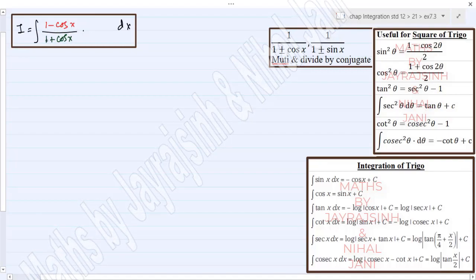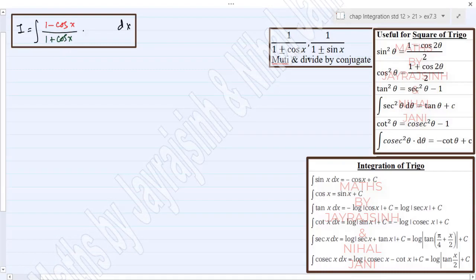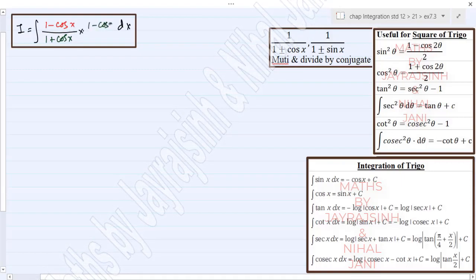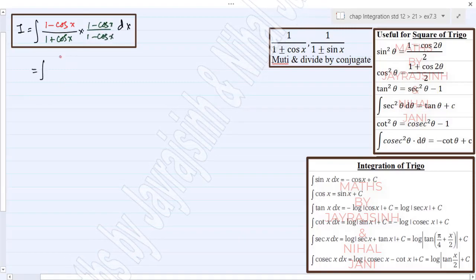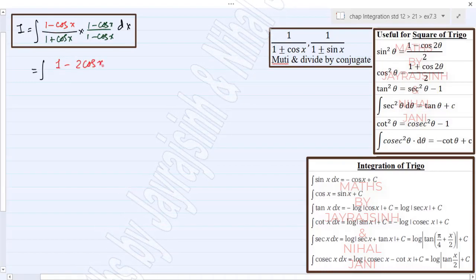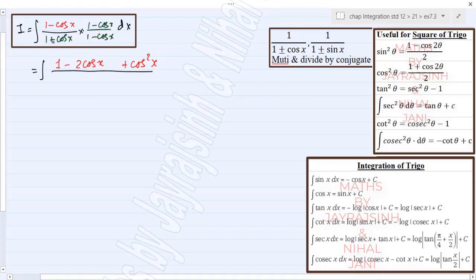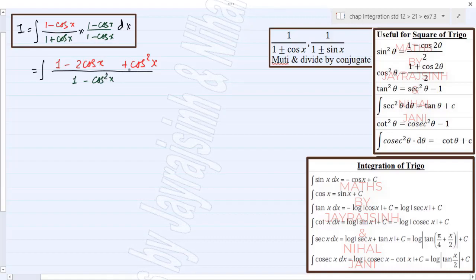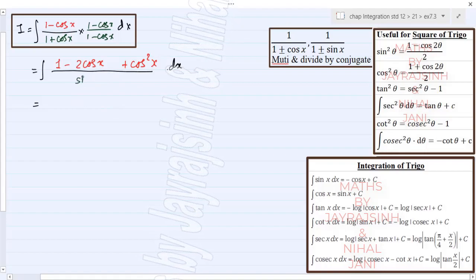Here we have to integrate 1 minus cos x upon 1 plus cos x. We have 1 plus cos x in denominator. So let's multiply and divide by its conjugate. So we'll get 1 minus cos x upon 1 minus cos x. In numerator, we have 1 minus cos x the whole square, or we can say 1 minus 2 cos x plus cos square x. And in denominator, we have a plus b into a minus b. So it becomes a square minus b square, or we can say 1 minus cos square x, or we can say it is sine square x.